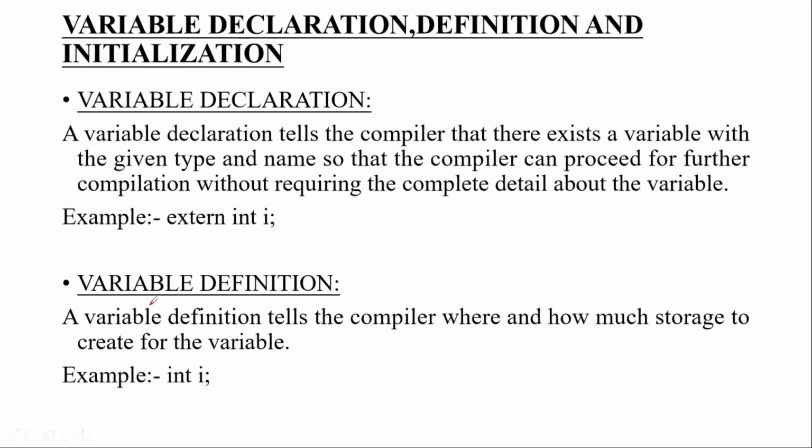Now we'll see what a variable definition is. A variable definition tells the compiler where and how much storage to create for the variable. Like this, we are storing it in a particular scope. So we are telling the compiler that there is a variable i which is of integer type, and you can continue your compilation.